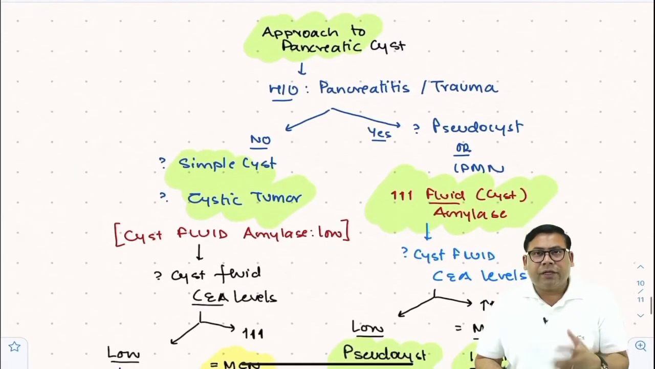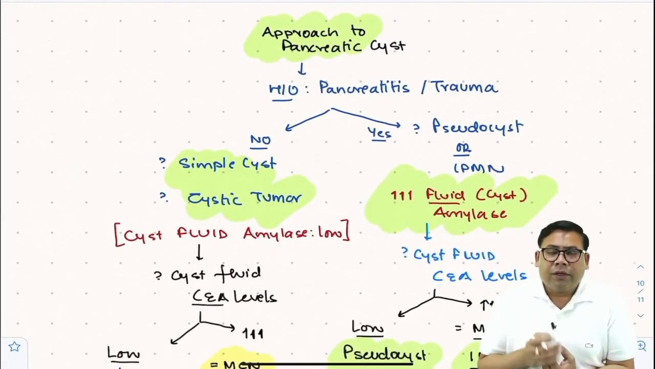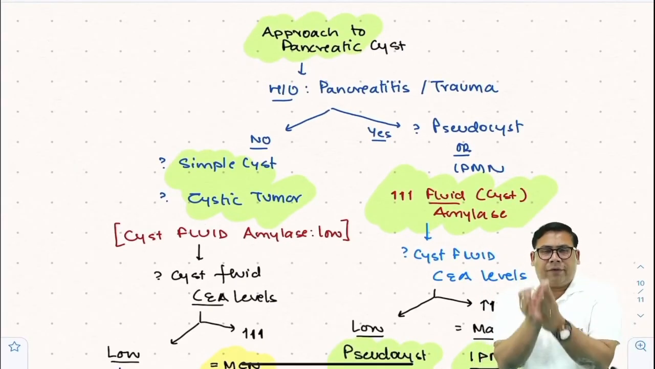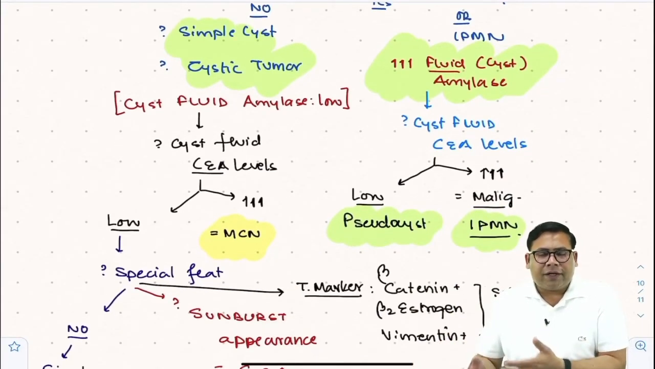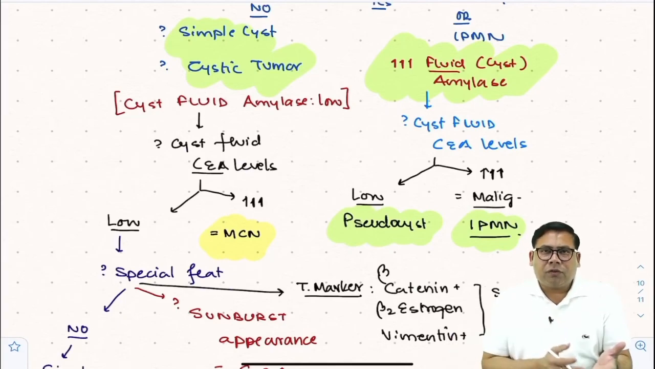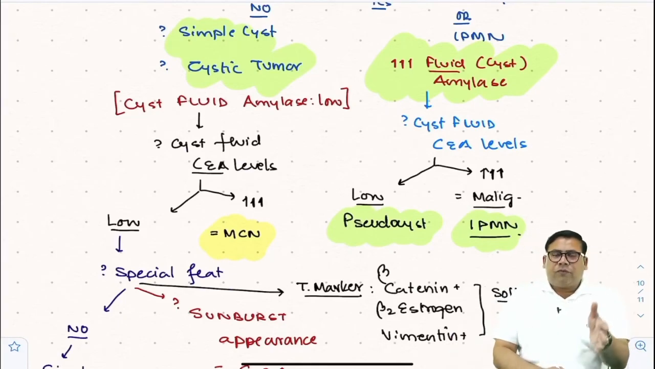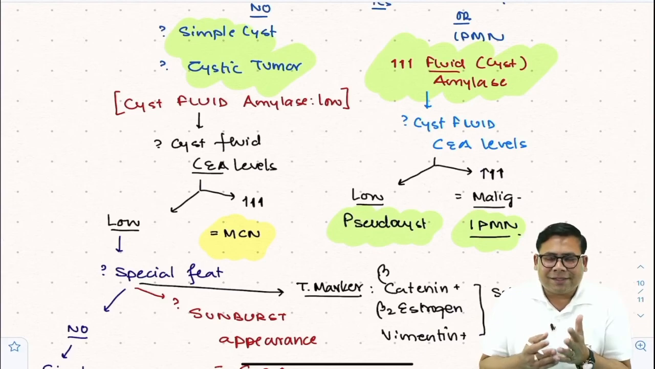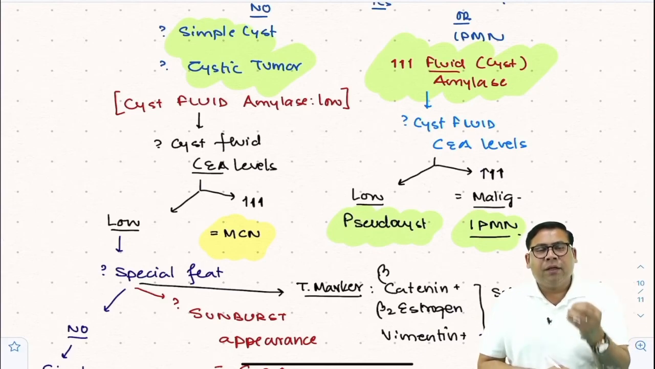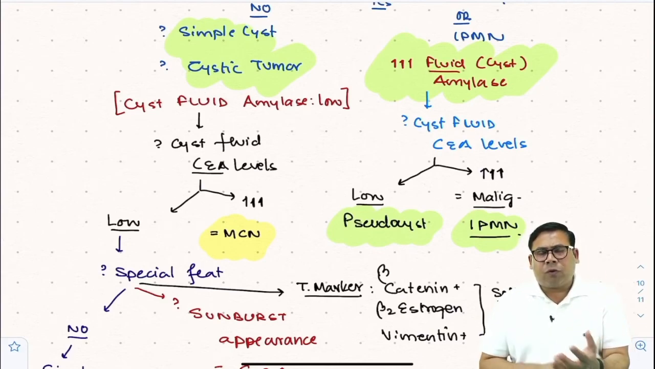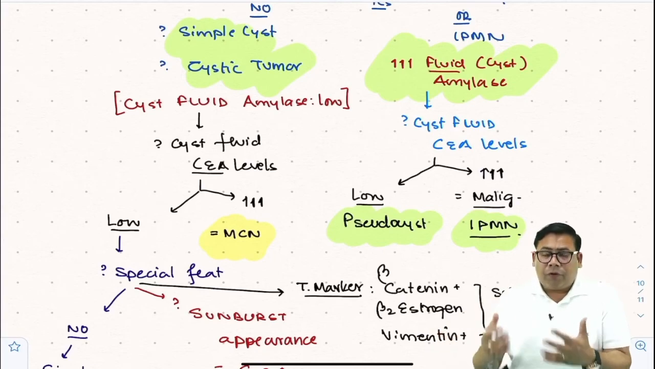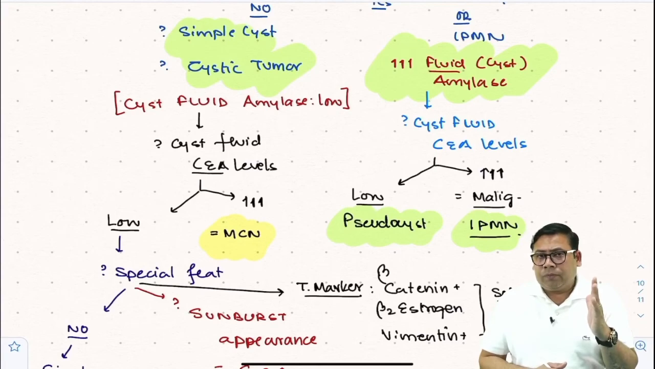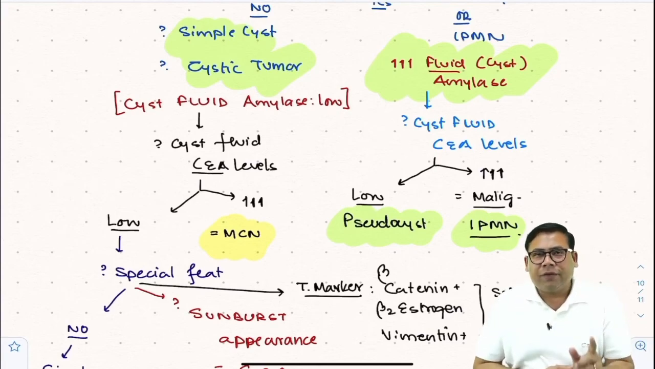Again, in a nutshell, you need to check whether or not the amylase levels are elevated. If they are, then you need to go for CEA. If CEA is elevated, then it's an IPMN. If it is not, then it's a pseudocyst. If both of them are low, it could be a serous cystic neoplasm, a simple pancreatic cyst, or it may be in the category of solid pseudopapillary tumor. However, if cyst amylase is low and CEA is elevated, you are dealing with MCN.